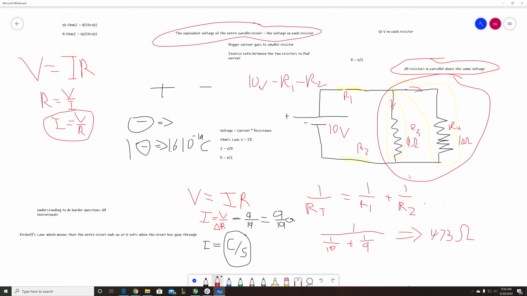I took the V over R, and this is exactly the concept you should understand. This is a basic concept to grasp in parallel circuits. Does everyone understand this? You can type in the chat if you don't want to talk. Okay. Seems like everyone understands this.